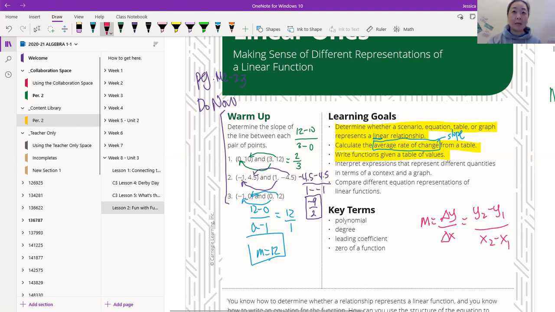And then 1 minus a -1. Remember, minus a negative is the same thing as a plus. So 1 plus 1, which is 2. So our slope is -9 over 2. And what does that mean? For every 9 we go down, we're going 2 across to the right. So 9 down, 2 to the right. That's what our slope is going to be.